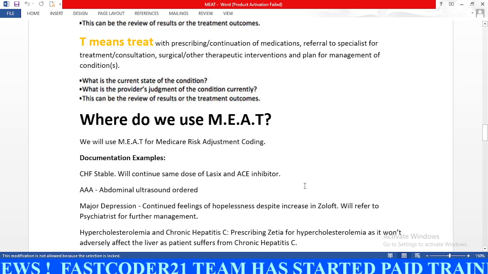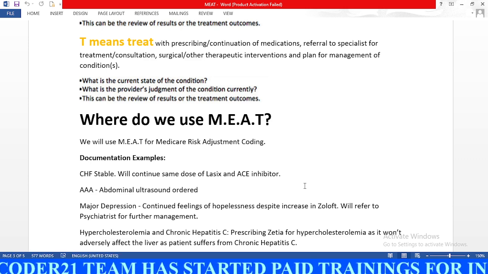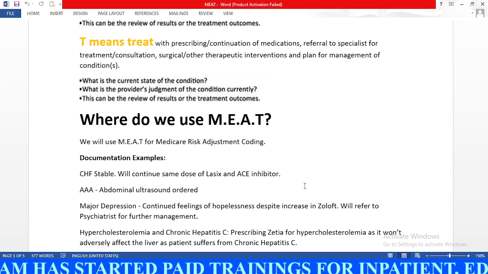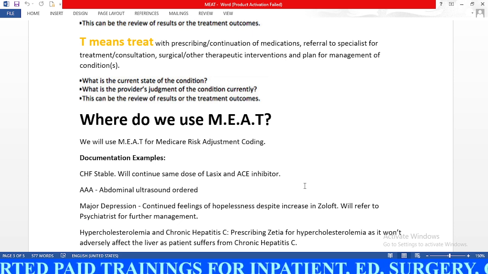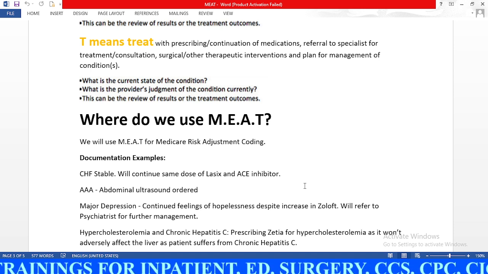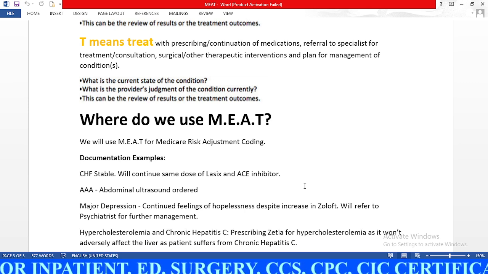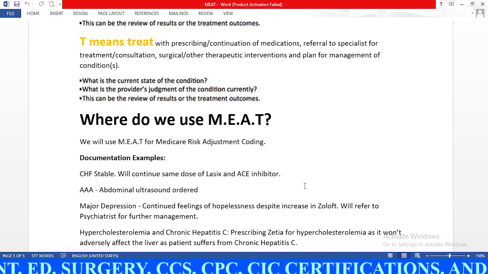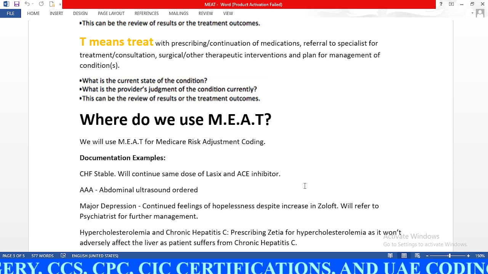The next letter is T, which is included in the MEAT concept. T means treat: prescribing or continuation of medications, referral to a specialist for treatment or consultation, surgical or other therapeutic intervention, and plan for management of the condition. So here, using medication, the physician will treat the patient and may refer the patient to another consult or other surgical or therapeutic intervention and plan for management of the condition. All these things come under treatment.